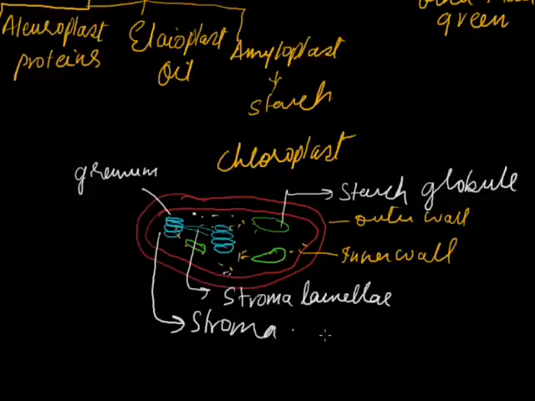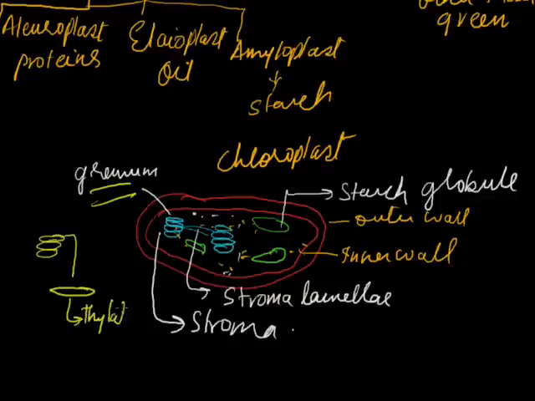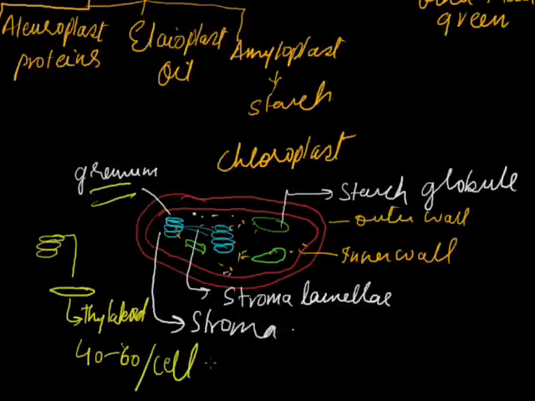Now, a typical structure of chloroplast is a double membranous structure having two parts, grana and stroma. Grana is a lamellar system which consists of stacks of granum lamella, each bounded by a membranous box which is called a thylakoid. Suppose this is a granum, so each single box is called a thylakoid. Thylakoids are 40 to 60 per cell. The number of thylakoids per grana is 50 or more.